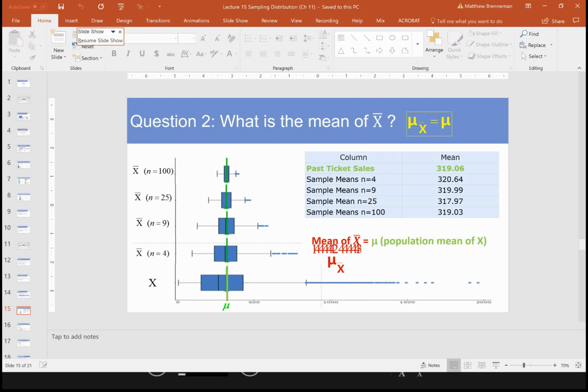One thing to be careful about: some people look at these values and might disagree. They might say, no, I think you're wrong because 317 is actually pretty far away from 319. How would you argue that's not true? Why can I say all those values are kind of close to each other?